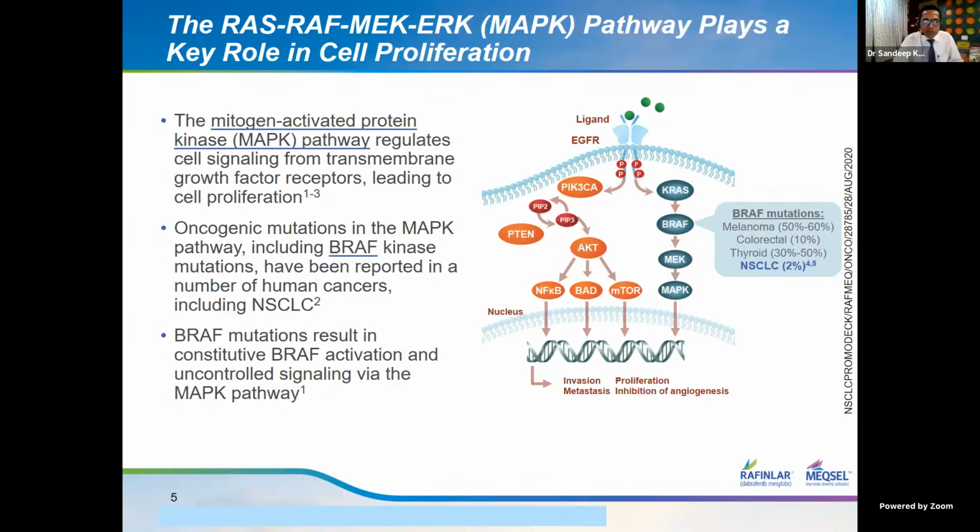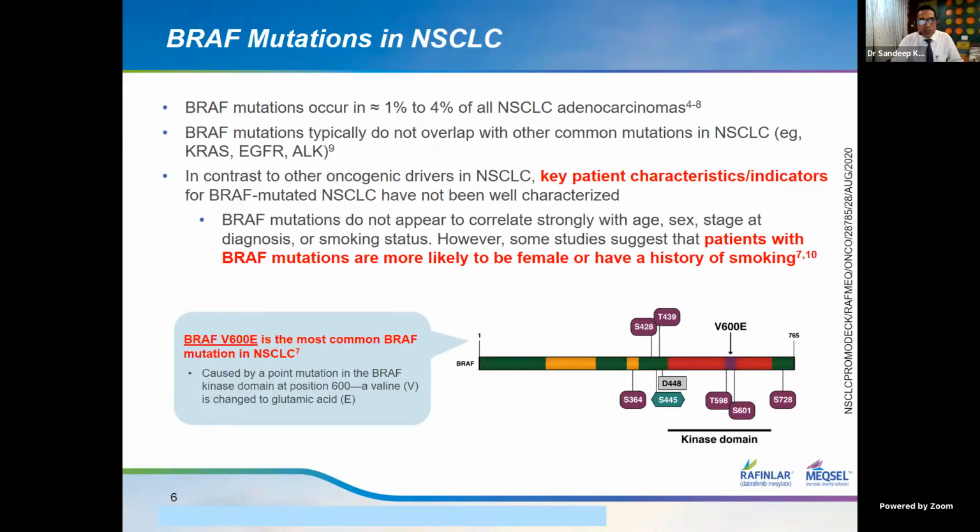around 2 to 4%. So BRAF mutations lead to a constitutive BRAF activation and uncontrolled signaling that lead to invasion, metastasis, proliferation of the cells, and the use of these inhibitors leads to inhibition of angiogenesis. So BRAF mutations in NSCLC occur to the proportion of 2 to 4%. They have been known in other cancers as well.